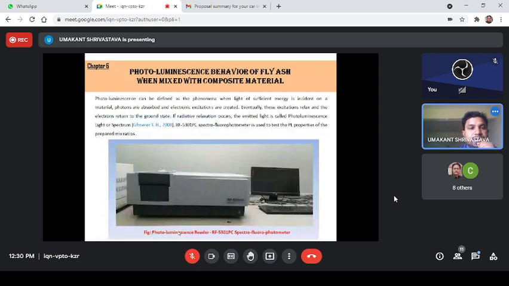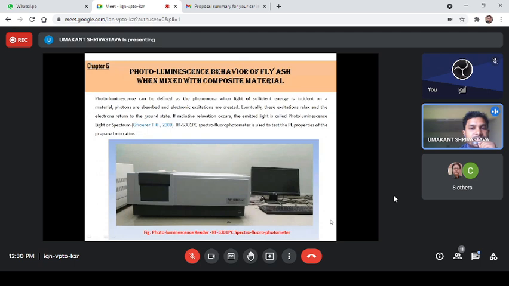In chapter 6, we have studied the photoluminescence behavior of fly ash when mixed with composite material. Photoluminescence is basically the phenomenon when light of sufficient energy is incident on the material, photons are absorbed, and electronic excitations are created. So the study of PL is taken with the help of an RF 5301 PC spectrofluorophotometer.